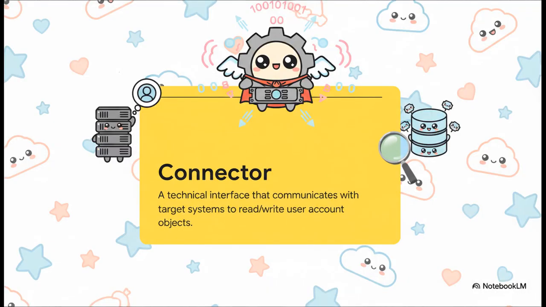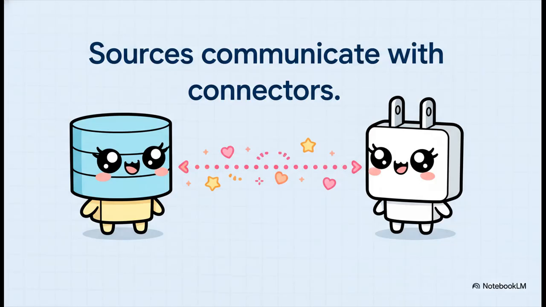And that, of course, brings us to the connector. This is the engine. It's the actual technical piece, the interface that does all the heavy lifting. The connector is what really communicates with those systems to read or write user accounts and what they have access to. So if you remember one thing, remember this. Sources communicate with connectors. The source is the configured instance you want to manage, and the connector is the tool it uses to actually talk to that system. That relationship is absolutely key.